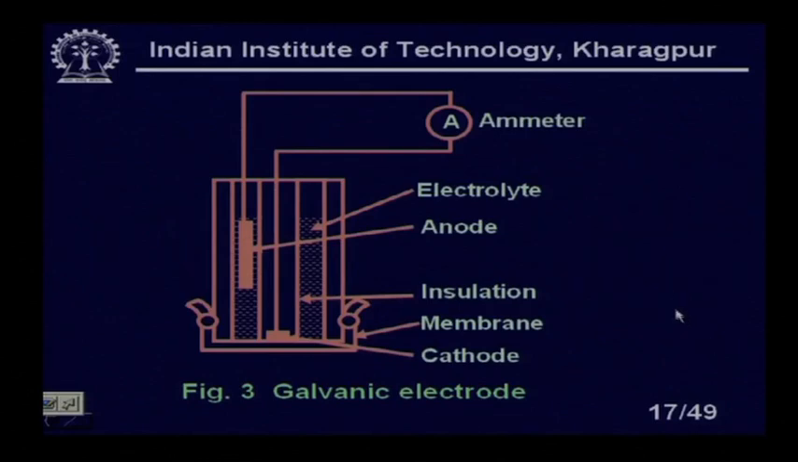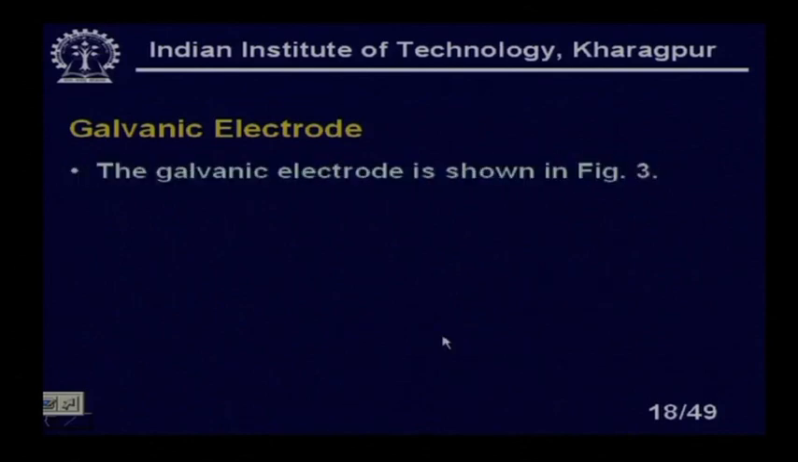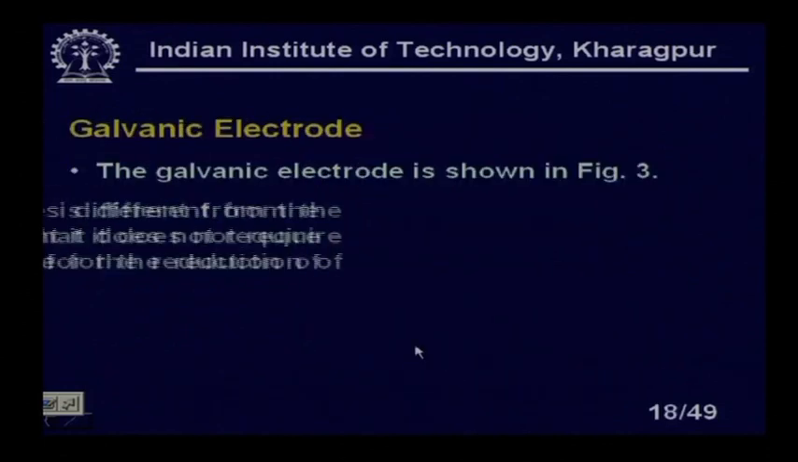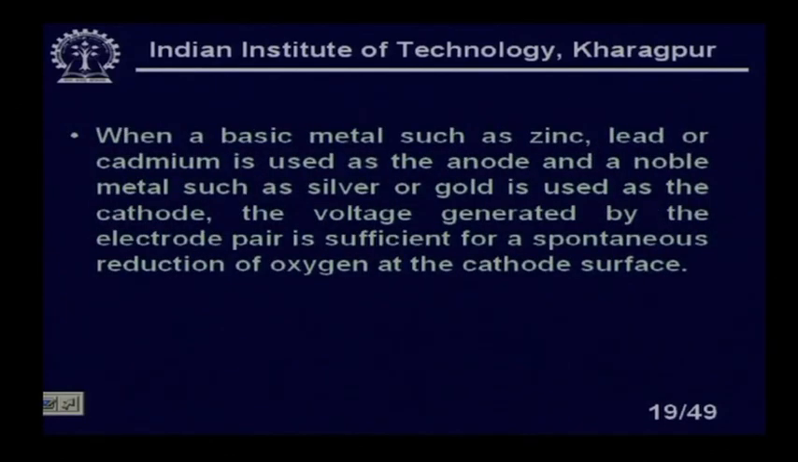So, this is an ammeter, there is no bias, electrolyte is here, anode, insulation, membrane and cathode, galvanic electrode. The galvanic electrode is shown in figure 3. The galvanic electrode is different from the polarographic type in that it does not require an external voltage source for the reduction of oxygen at the cathode. That is the basic difference. When a base metal such as zinc, lead or cadmium is used as the anode and a noble metal such as silver or gold is used as the cathode, the voltage generated by the electrode pair is sufficient for spontaneous reduction of oxygen at the cathode surface.